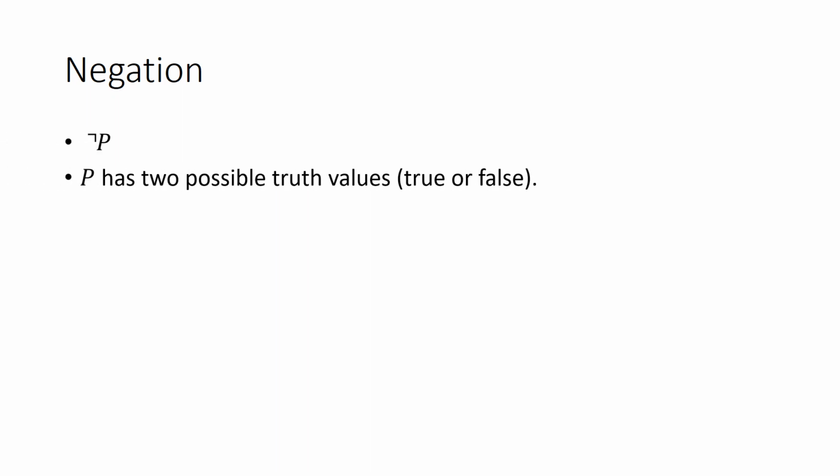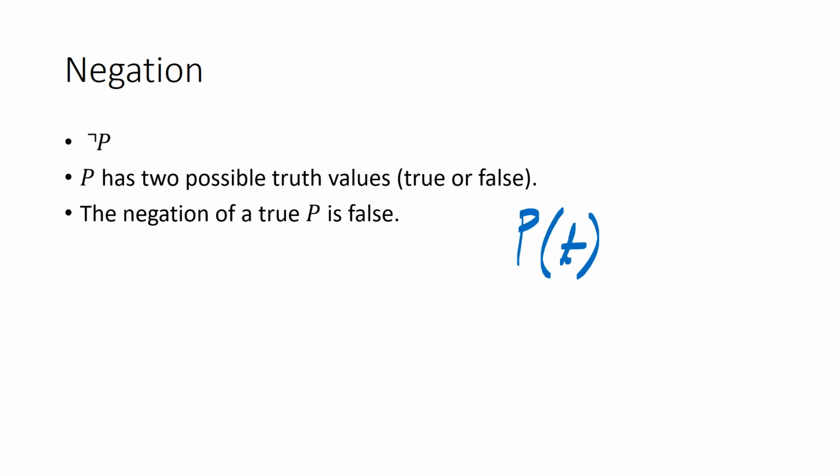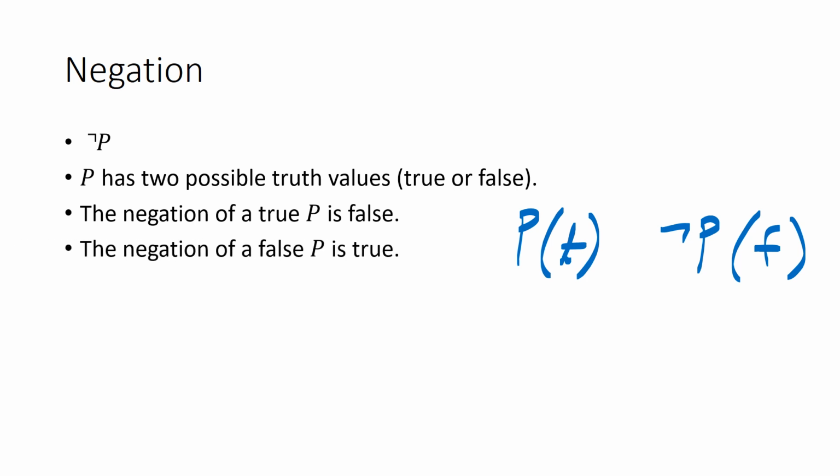The next molecular sentence is a negation, not P. So P has 2 possible truth values, true or false. If we have a true P, so we'll say P, and I'll say that's true, then its negation must be false. So if I say Russell Kirk was an author, and that's true, and then I say it is not the case that Russell Kirk was an author, that must be false. And if we have the negation of a false P, we have something that's true. So if P is false, then its negation must be true.